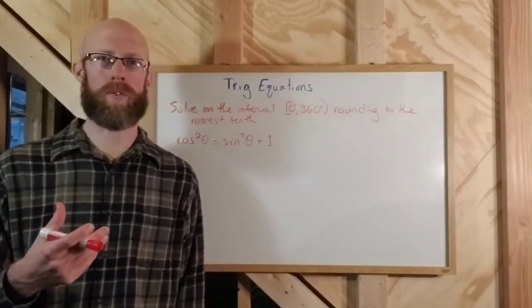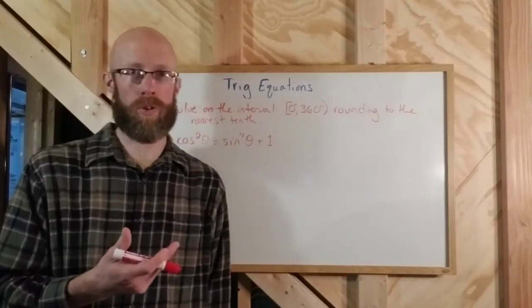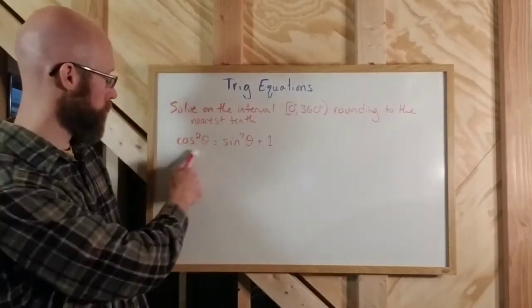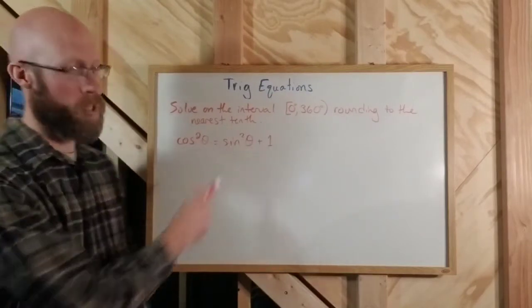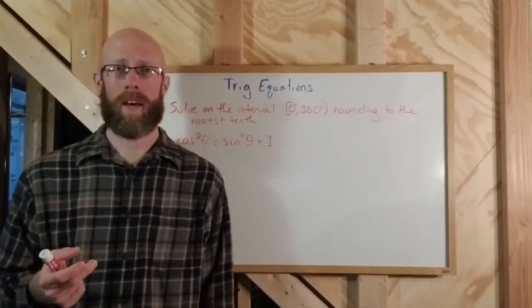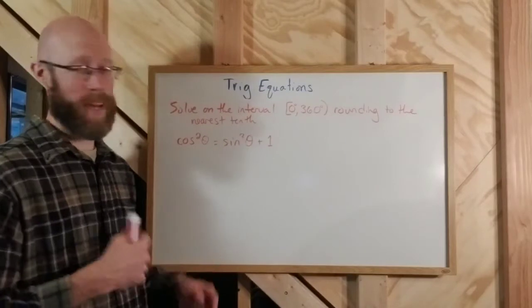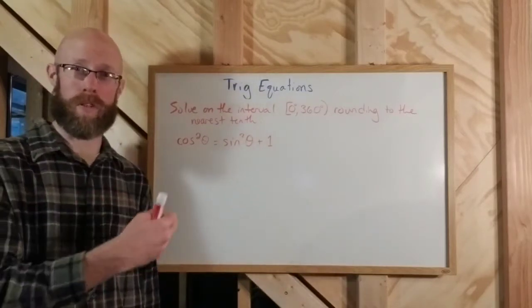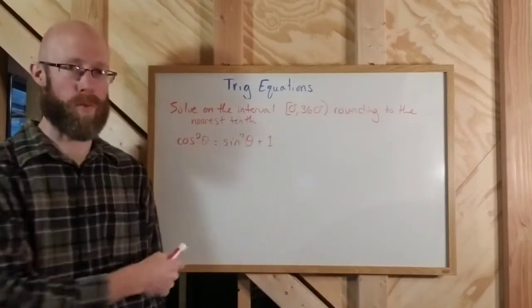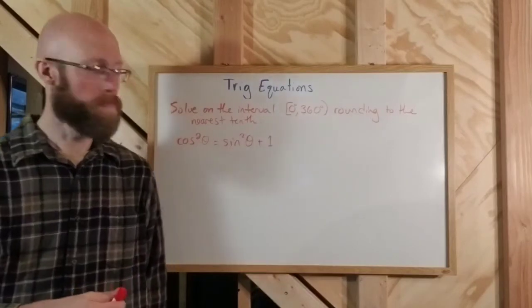Some way to work this down to one or maybe two if needed trig functions. Here I've got cosine and sine, and this equation actually almost looks like a Pythagorean identity, except that it's not. The Pythagorean identity says that sine squared plus cosine squared equals 1. This says cosine squared equals sine squared plus 1. And so we're looking for the angles theta in which this occurs.